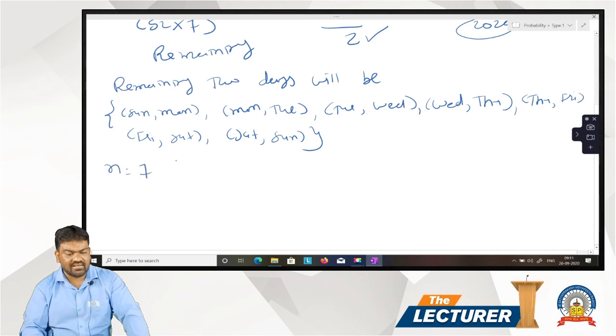In total, there are 7 results of the event. So n is equal to 7.